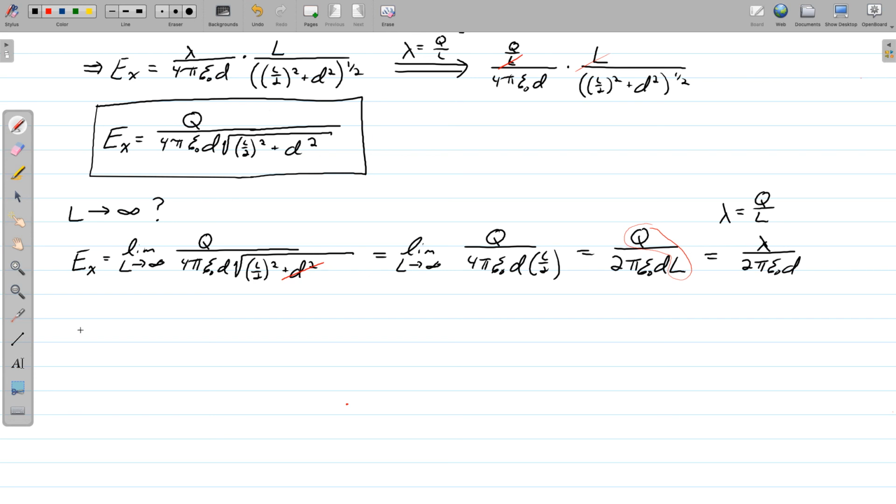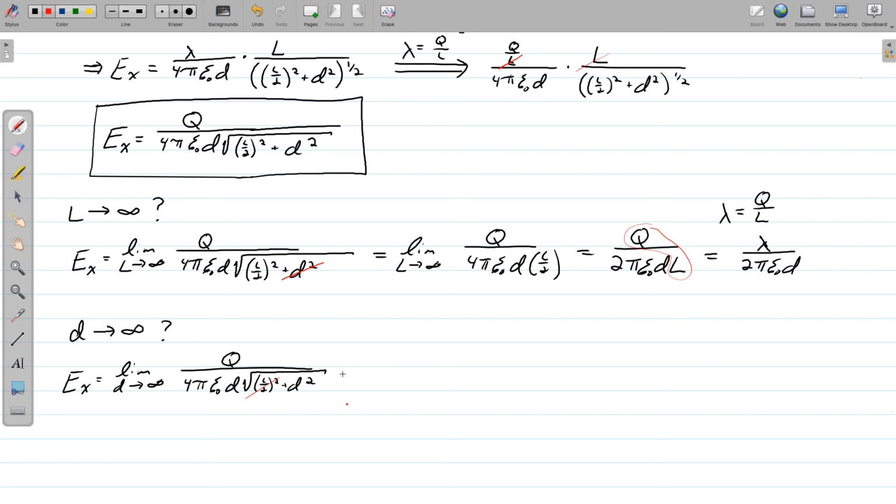One final question, the last one. What if d went to infinity? Well, start with the same thing. Now it's the limit as d approaches infinity of Q over 4 pi epsilon naught d times the square root of (L over 2) squared plus d squared. Now d is infinitely large, so the length is inconsequential.